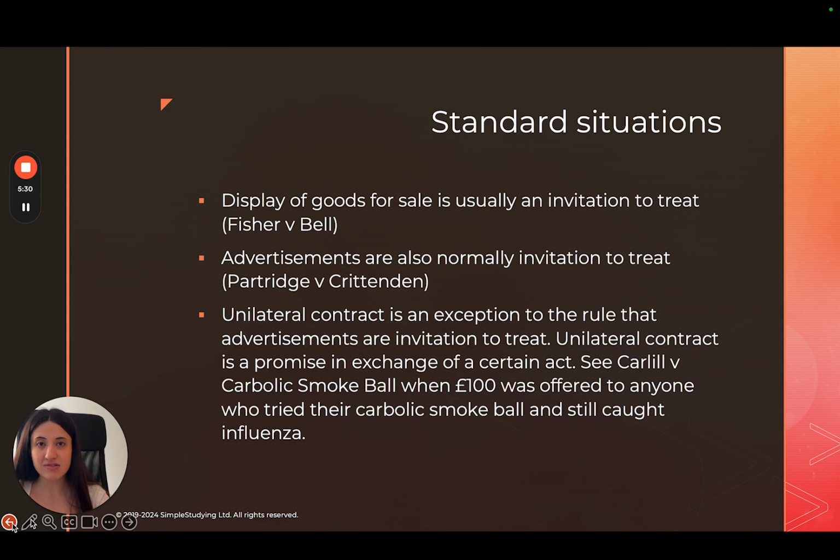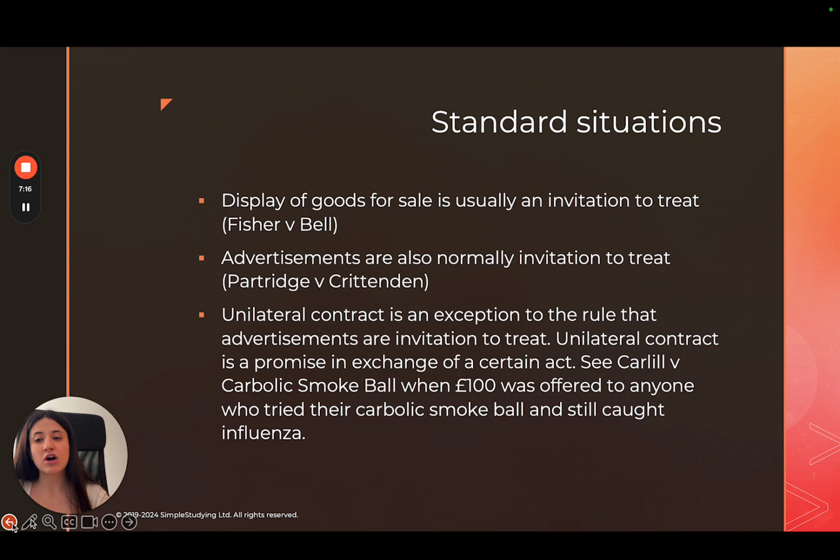If you get this kind of situation in a problem question, you should state that it should be an invitation to treat, according to the case of Fisher versus Bell. Advertisements are also normally invitation to treat, according to the case of Partridge versus Crittenden. So all the advertisements you see should not be an offer, it should be an invitation to treat. The exception is unilateral contracts. In case of unilateral contracts, the advertisement is not an invitation to treat, but it's a valid offer.